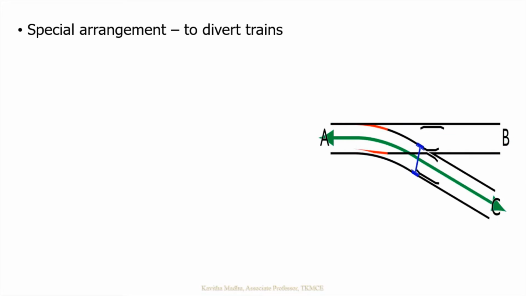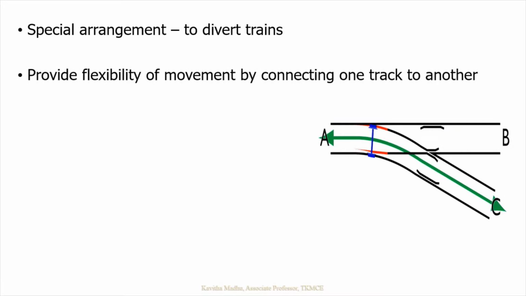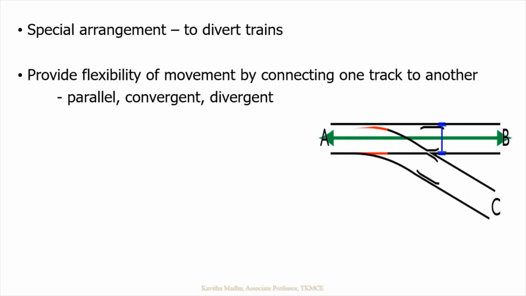So here in this figure you can see a train from A. There are two possible options it has got. One, it can move straight to B, or it can turn its direction towards C. So this is made possible by means of points and crossings. It provides flexibility in the movement by connecting one track to another, thereby enabling parallel movement, converging as well as diverging movements.